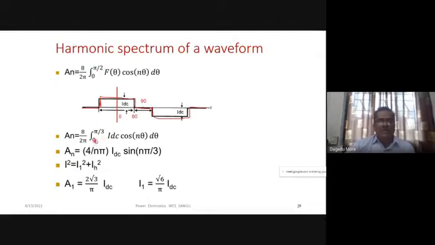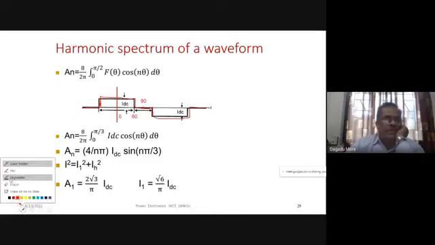The integration limits will be 0 to pi by 3, because up to pi by 3 our function is present, and the integral is IDC cos of n theta d theta. Now we integrate this and substituting values we get the expression we derived last time. So it is 4 divided by n pi into IDC into sine of n pi by 3. Now put n equal to 1, and you will get A1.